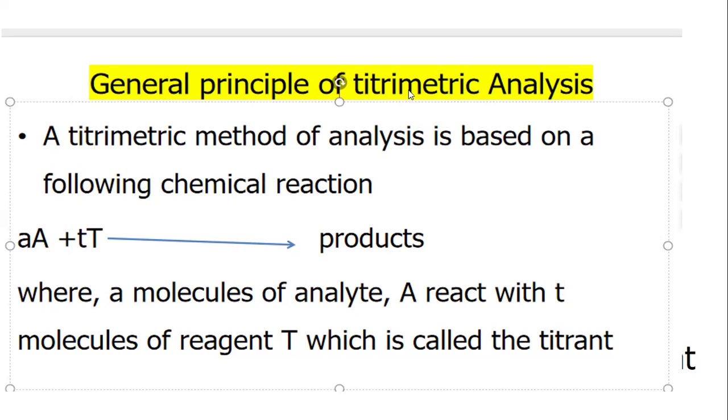General principle of titrimetric analysis. A titrimetric method of analysis is based on a chemical reaction, aA + tT → products, where a molecules of analyte A react with t molecules of reagent T, which is called the titrant.